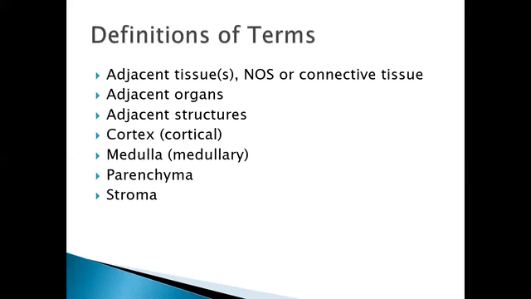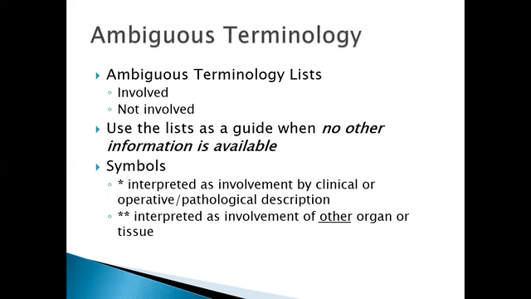Make sure you are familiar with the definitions of the terms used in this manual on pages 26 and 27. All right, these terms are very important when it comes to summary stage. There are two lists for interpreting ambiguous terminology for summary stage on page 29. One is a list of terms that should be considered as involved, and the other list is terms that mean that the tumor is not, or that tissue is not involved by the cancer.